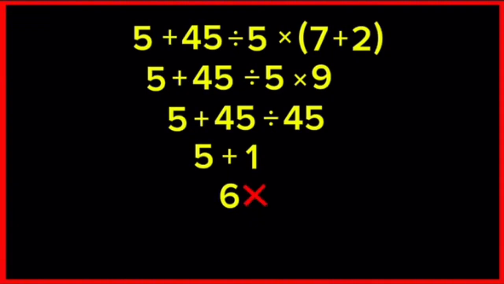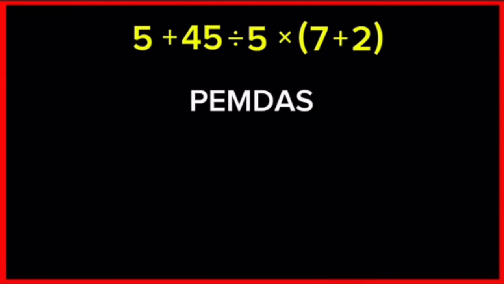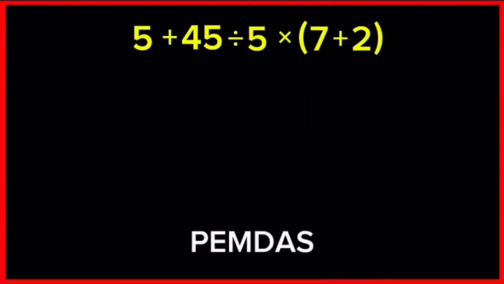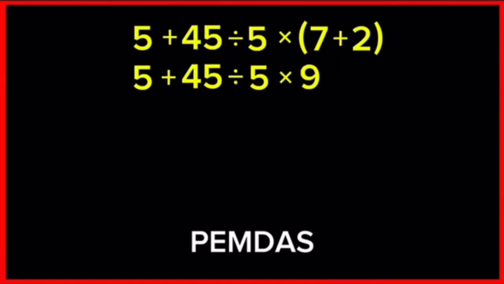To solve this expression correctly, we must carefully follow PEMDAS step by step. First, we solve the expression inside the parentheses because parentheses have the highest priority. 7 plus 2 equals 9, so the equation becomes 5 plus 45 divided by 5 multiplied by 9. Next, we move to division and multiplication because both operations have higher priority than addition.